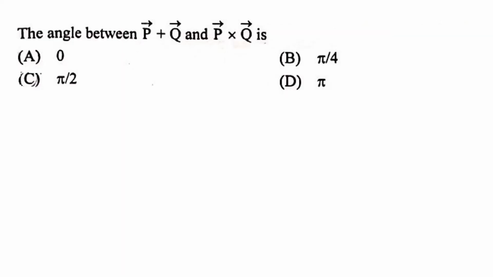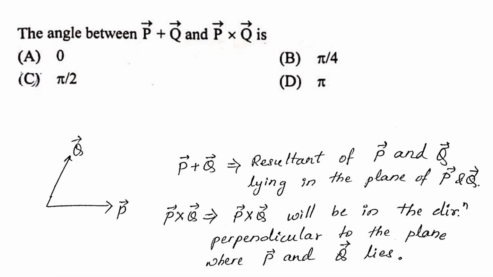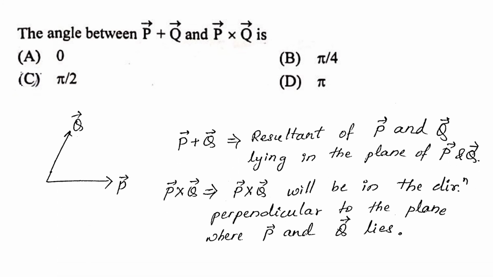The angle between P plus Q and P cross Q is, so if suppose P and Q are two vectors, then P plus Q is always a resultant of P and Q lying in the same plane of P and Q. Then P cross Q is a vector, its direction is always perpendicular to the plane containing P and Q. Therefore, option C is correct.